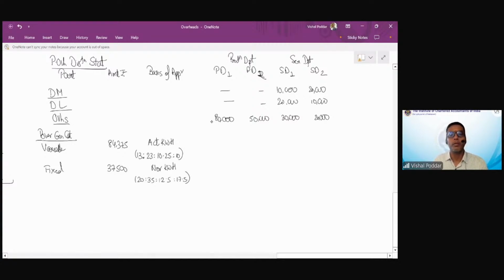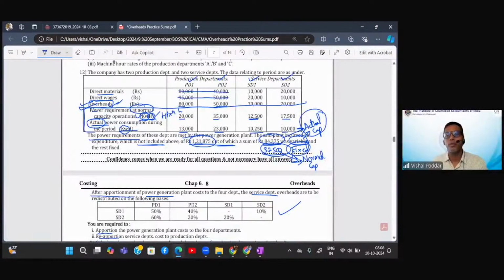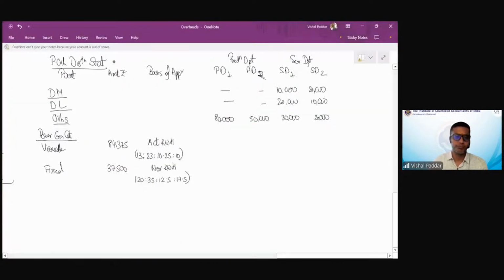So 20, 35, 12.5, 12.5, 17.5. Correct? Now, let us again find out the ratios. So firstly, for variable, 46, 61, 71, and 1323 is 36, 46, 56.25. Its total is 56.25.